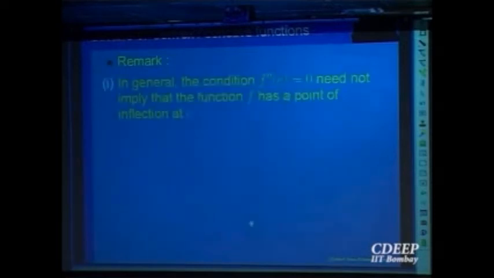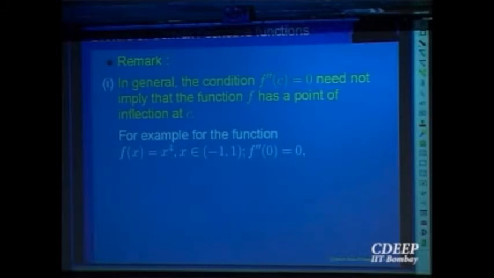So remarks, as I was saying, the condition that f double prime is equal to 0 need not imply that the function has a point of inflection at that point. Can you think of some example? Something like a parabola, but something much more. Go something bigger. Good. So x to the power 4, I also thought of the simplest one. It looks like a parabola, but flatter. Near 0, it will be more flat actually. It is a symmetric function. At the point 0, the second derivative is 0, but it doesn't have a point of inflection.